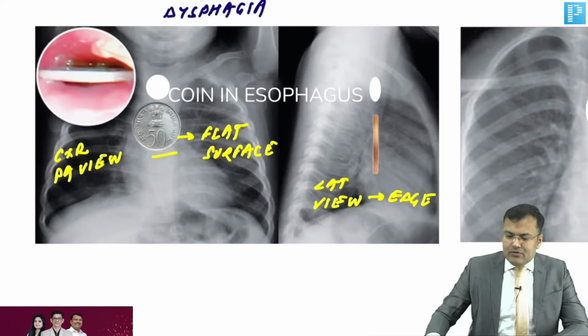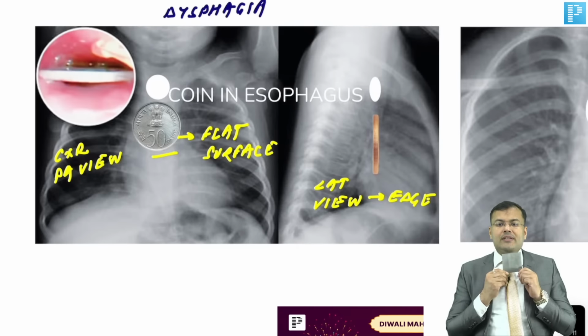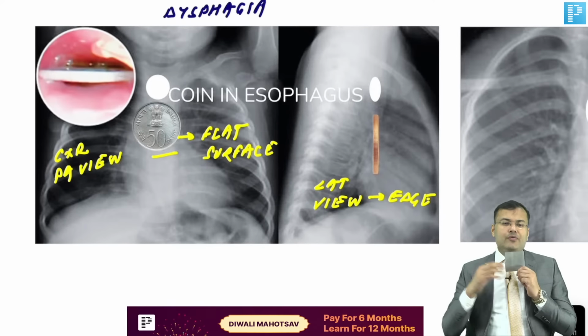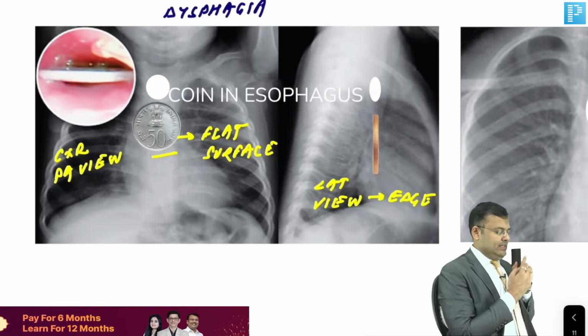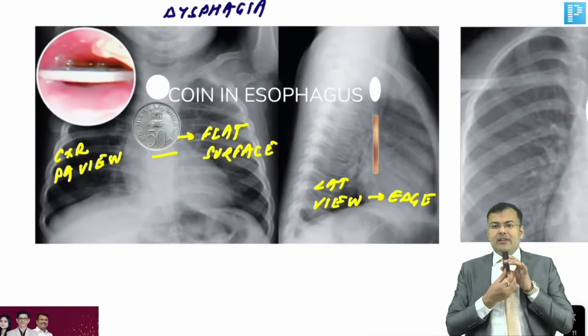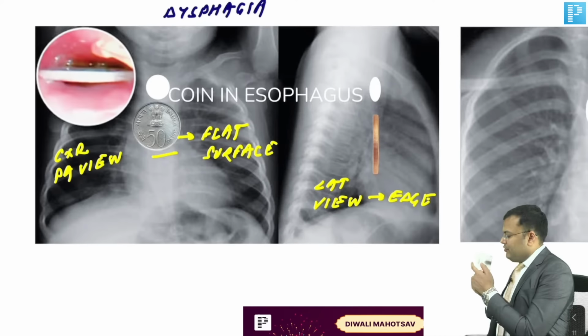See, it's very easy to understand. Imagine this is a coin. This is how it goes into esophagus. So, when it goes like this into esophagus, on PA view you can see the flat surface, and on lateral view you can see the edge. In trachea, it goes like this. That's why on PA view you can see the edge, and on lateral view you can see the flat surface.